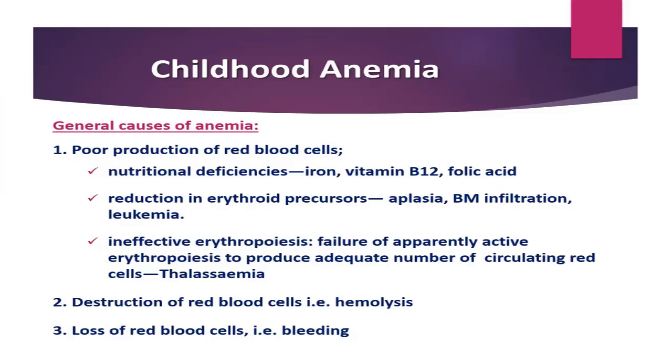Here the bone marrow is apparently active, doing more erythropoiesis to produce an adequate number of circulating red cells, but it is ineffective erythropoiesis due to a defect in hemoglobin with a decrease in the lifespan of RBCs, like thalassemia. The second cause is destruction of red blood cells in hemolysis. The third cause is loss of RBCs in bleeding.